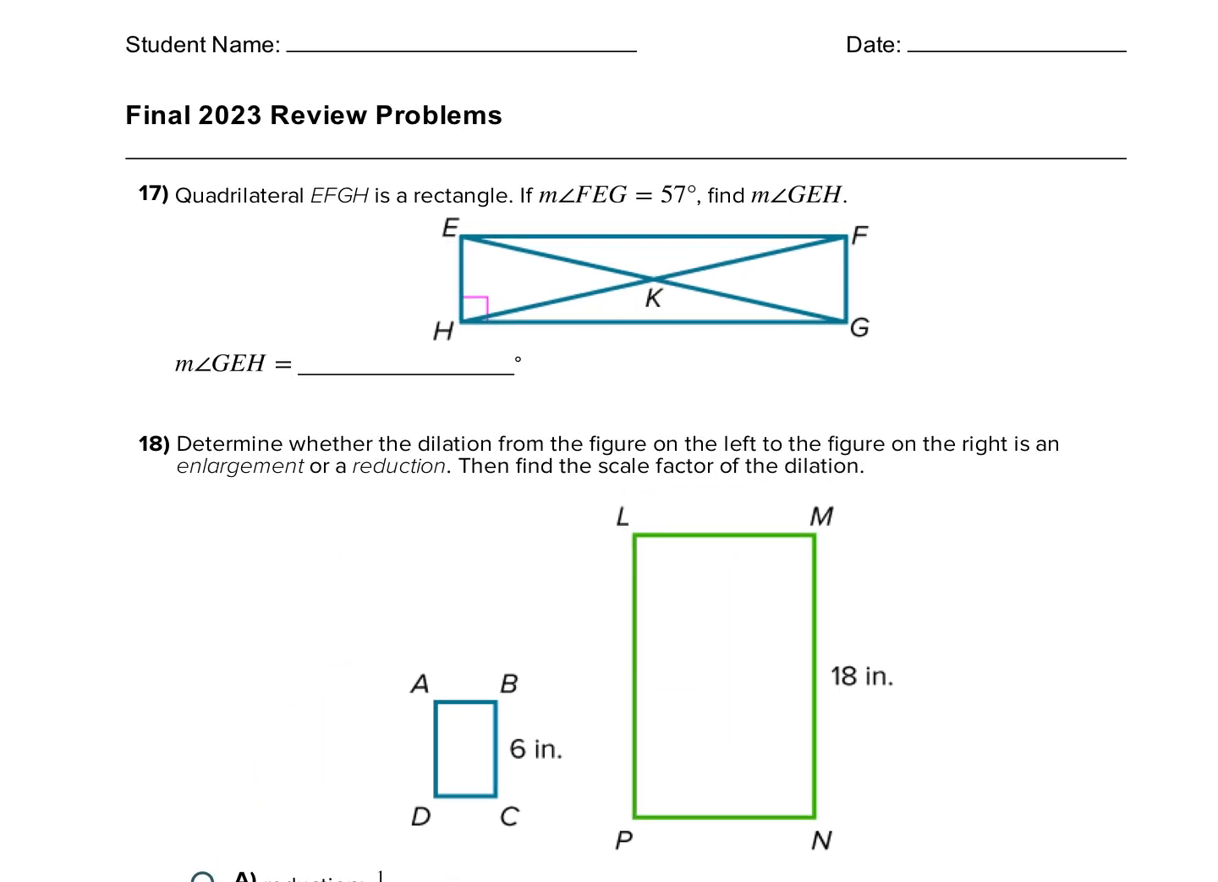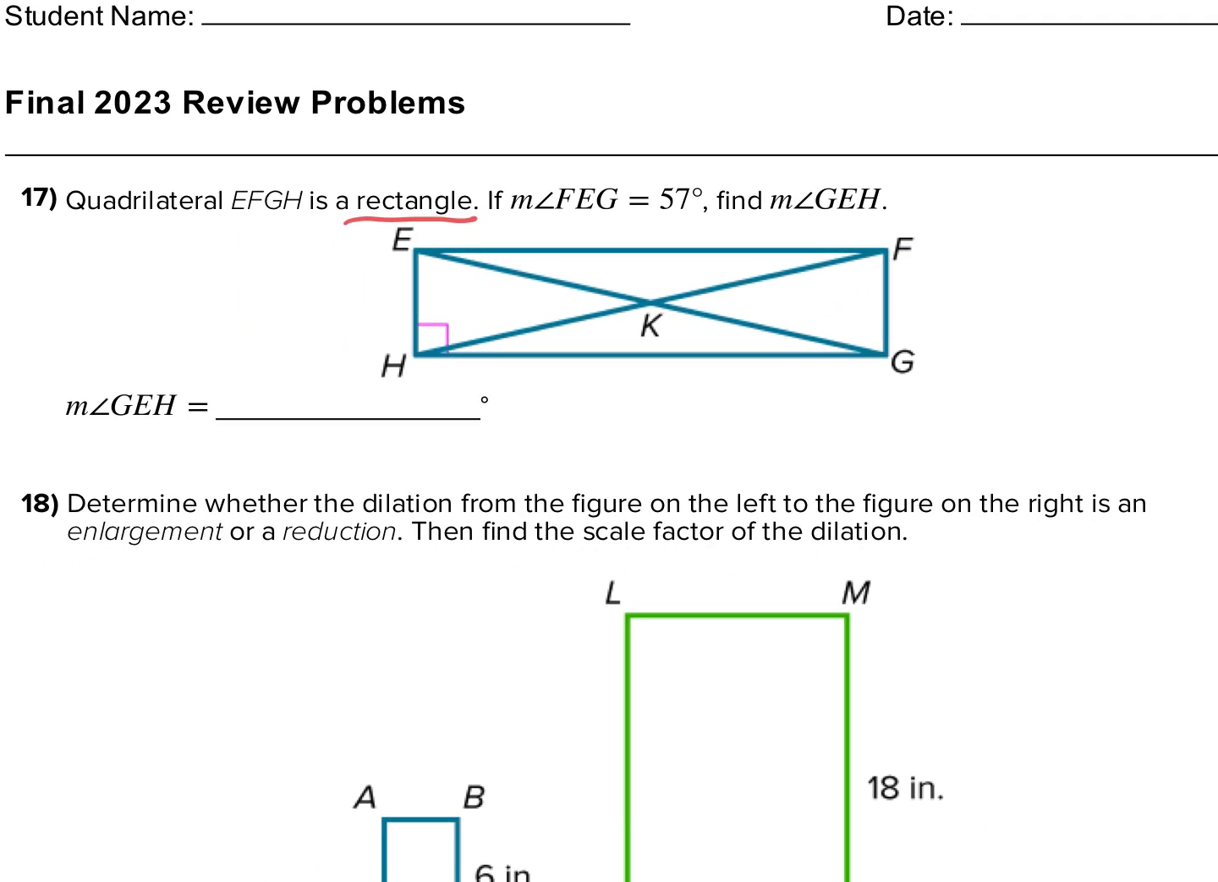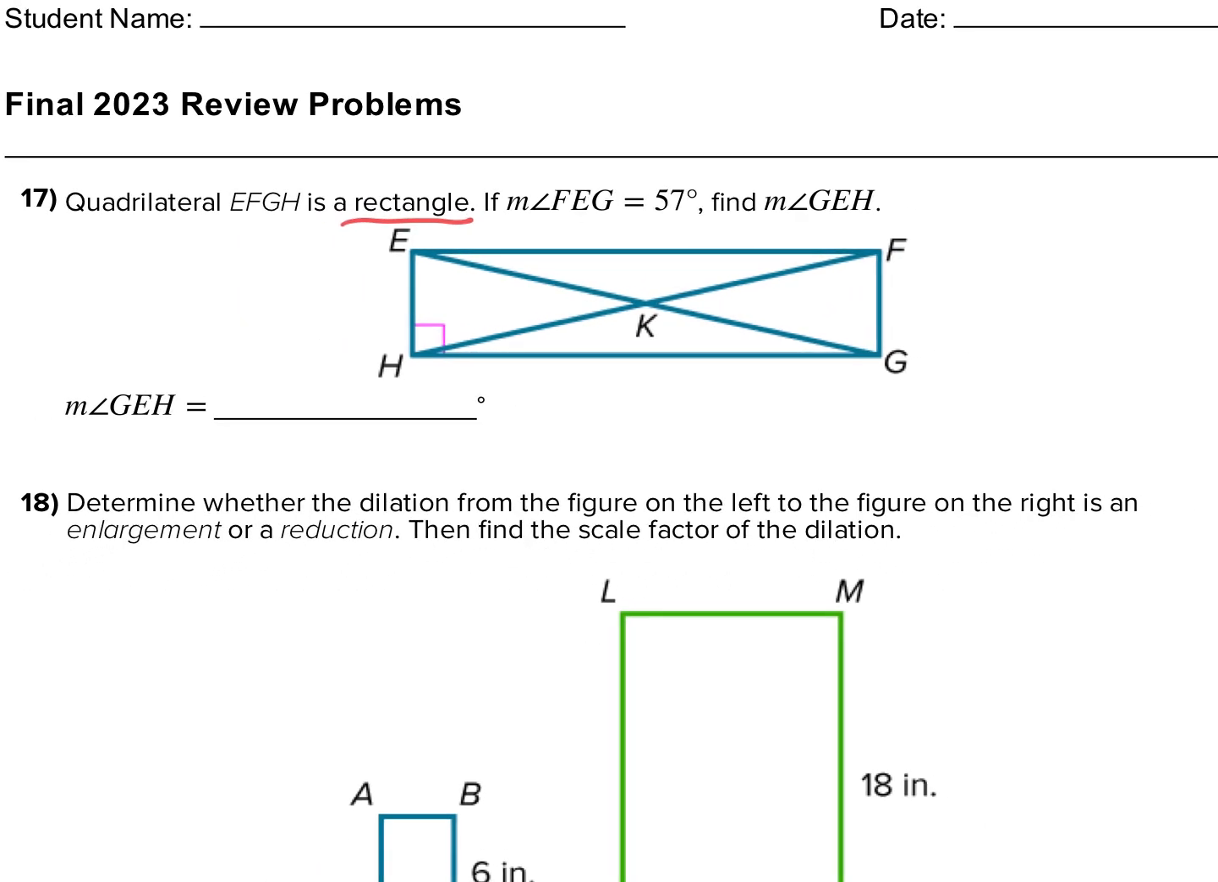Here, we have a rectangle, all right? And the thing to remember about a rectangle is that it is also a parallelogram, so opposite sides are congruent, but also their diagonals are also congruent. So FH is equal to EG.